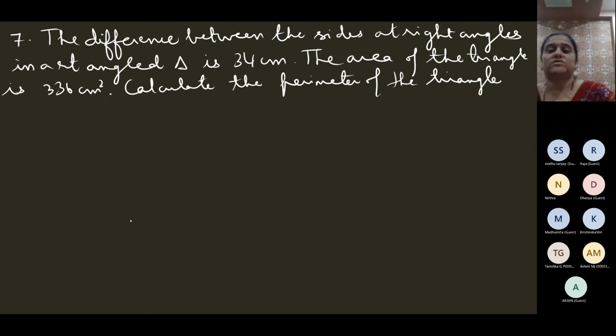The difference between the sides at right angles in a right angled triangle is 34 centimeters. The area of the triangle is 336 centimeters square. Calculate the perimeter of the triangle.